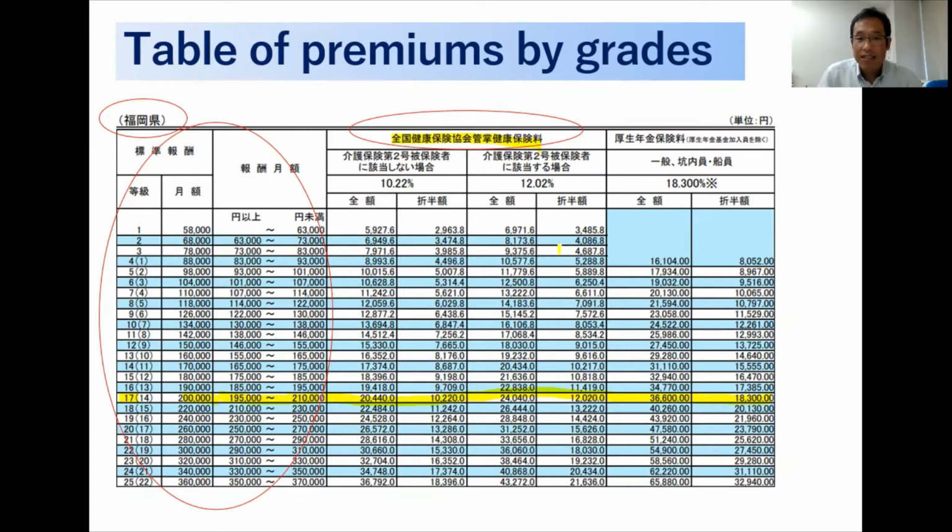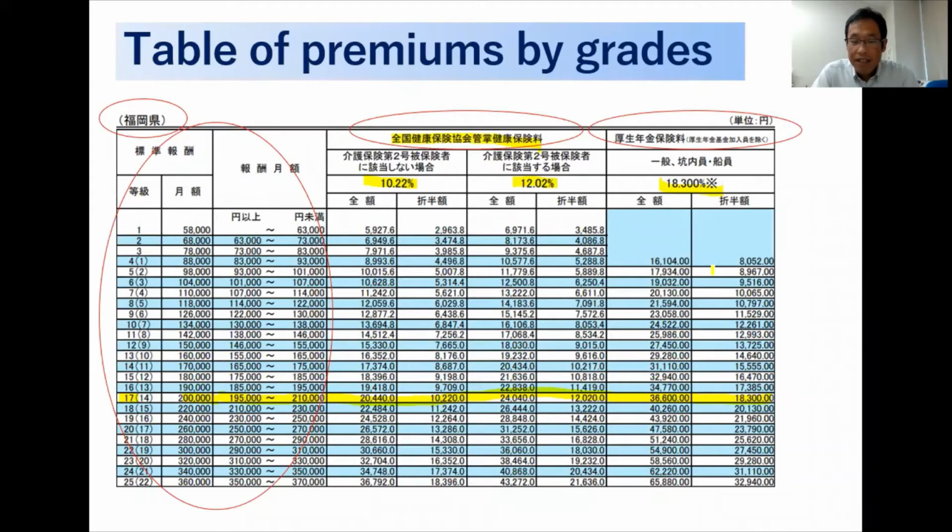And this part has two rates, 10% and 12%. The difference between 10% and 12% is whether it includes the nursing insurance premium or not. People below 40 don't have to pay the nursing insurance premium, so about 10% applies to them. On the other hand, 12% applies to people age 40 or over. And the right side is the premium of pension insurance, about 18%.